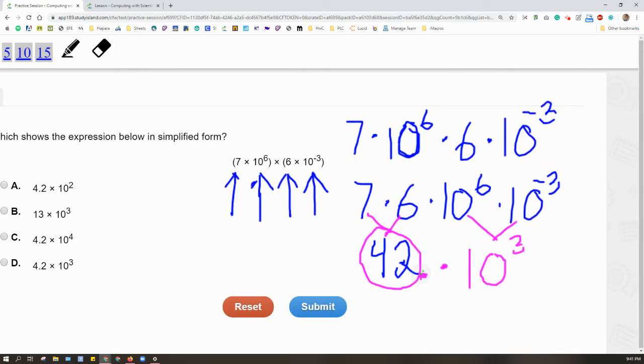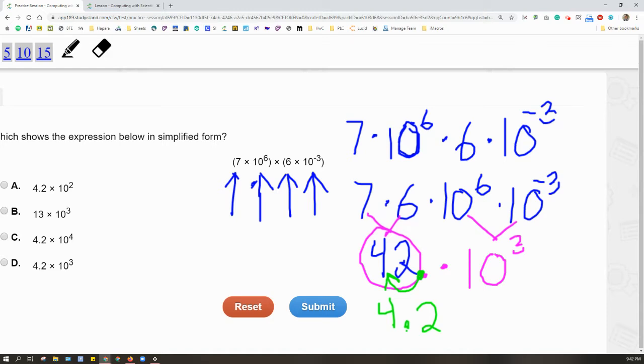So the invisible decimal point is right there. It's 42.0. If I move that over one spot, I get 4.2. So I'm changing my 42 into 4.2. But I don't want it to be 4.2. 42 was the right value. Making it into 4.2 makes it 10 times smaller.